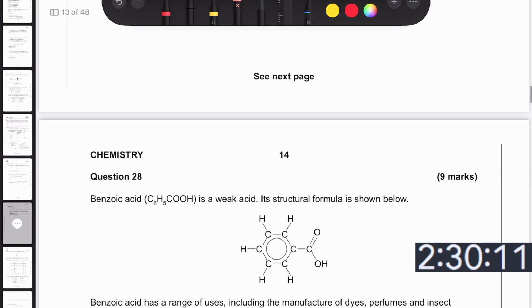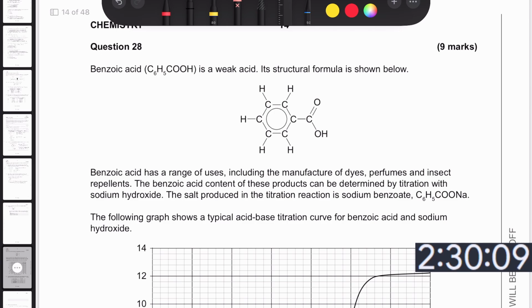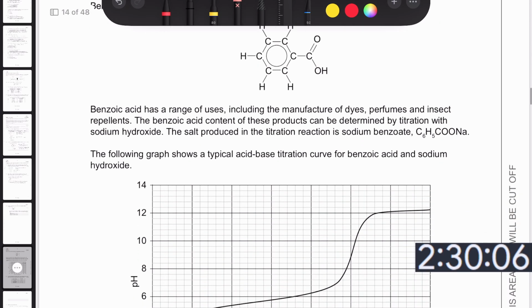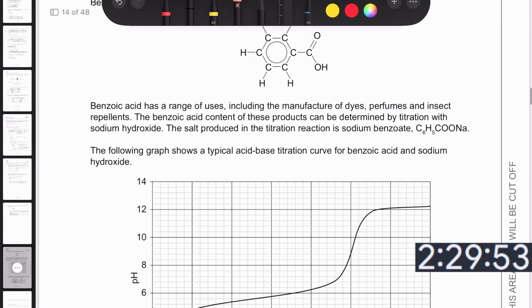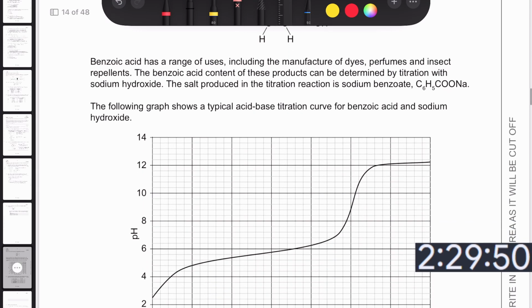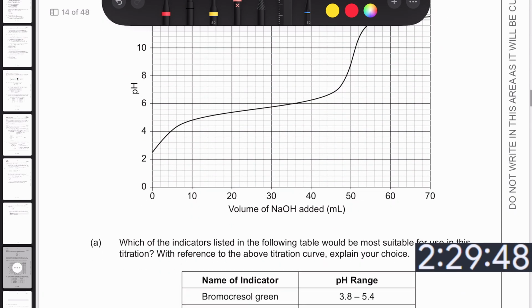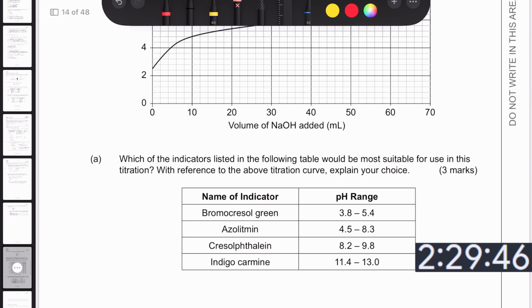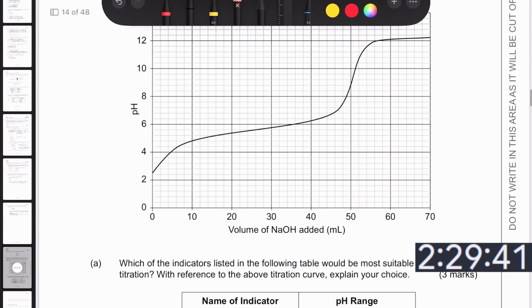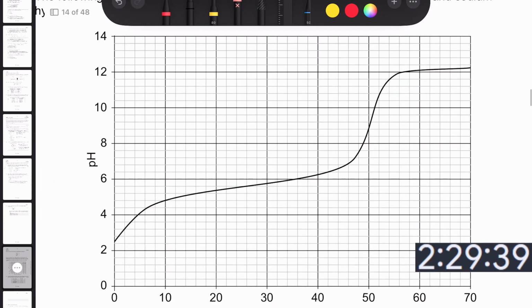There we go. Benzenoic acid is a weak acid. Its structural formula is shown below. It has a range of uses, including the manufacture of dyes, perfumes, and insect repellents. The acid content of these products can be determined by titration with sodium hydroxide. The salt produced in the titration is sodium benzenoate. The following graph shows the typical acid-base titration curve. Which of these indicators listed is best suited for the titration? With reference to the above titration curve, explain your choice.